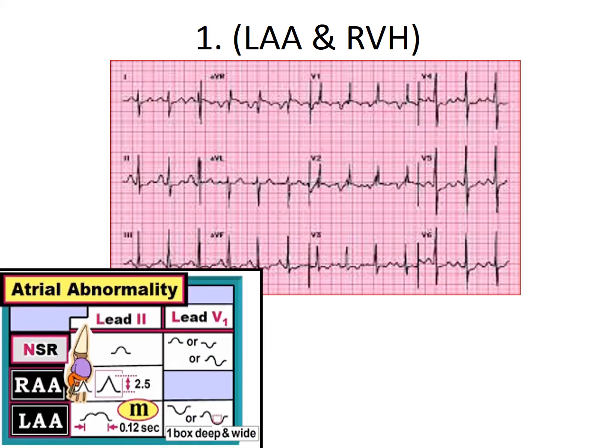In the lower part of the slide, this diagram shows the different criteria of atrial enlargement. Right atrial enlargement, or P pulmonale, can be detected by a tall P wave more than 2.5 mm in lead 2, while left atrial enlargement can be detected by P mitral, or notched P wave in lead 2, equal to or more than 120 milliseconds in duration. In lead V1, the terminal portion of the biphasic P wave is deep and widely negative.